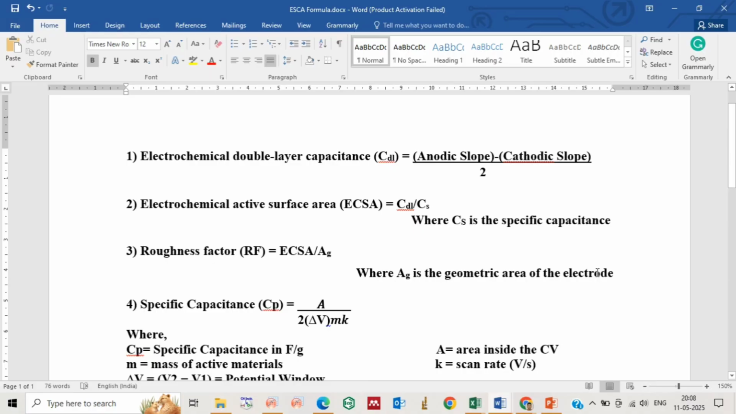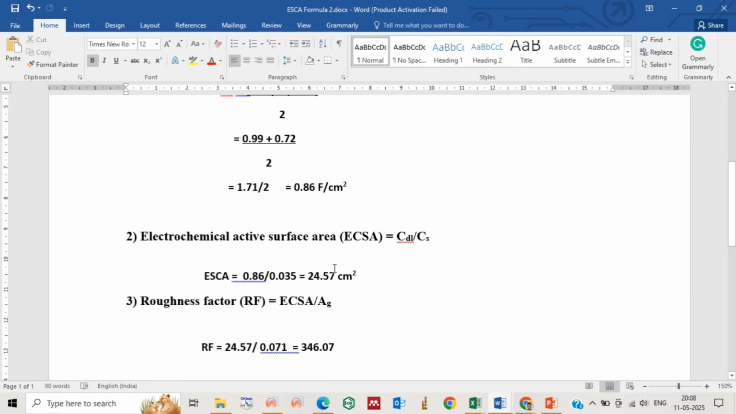Now for the third, that is roughness factor, we have to divide the electrochemically active surface area by its geometrical area. So for my electrode, that is a glassy carbon electrode, the geometrical area is 0.071 centimeter square. So I have divided 24.57 by 0.071, and I have got the roughness factor, that is 347.07.